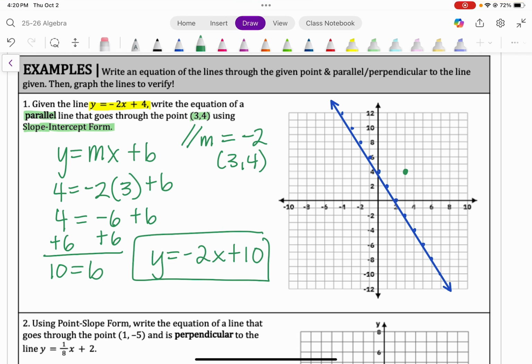Okay, so if I start at 10 and I go down 2 and over 1, down 2 over 1, I'm hitting that point that I wanted to go through.